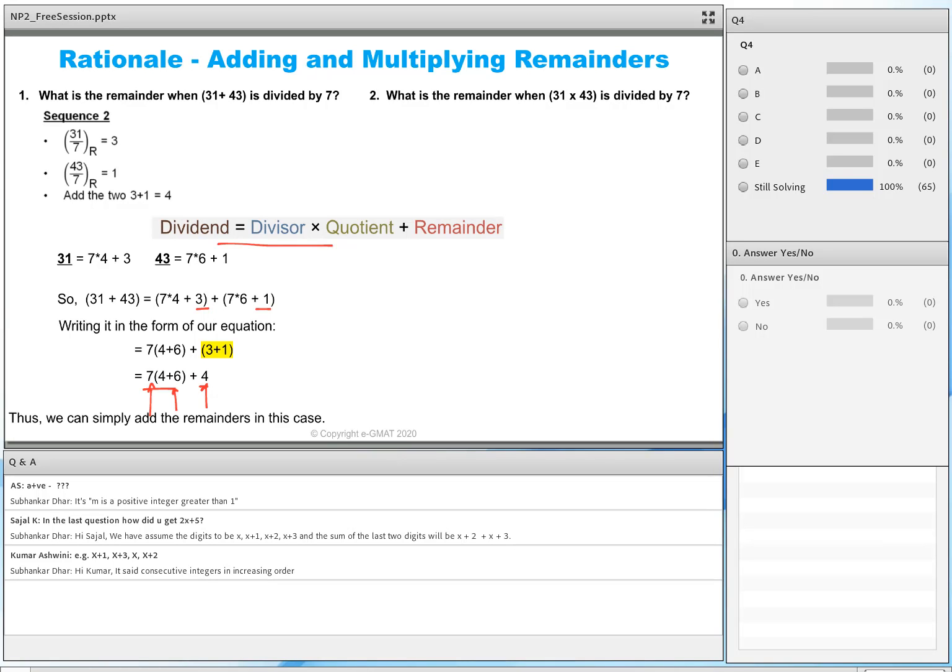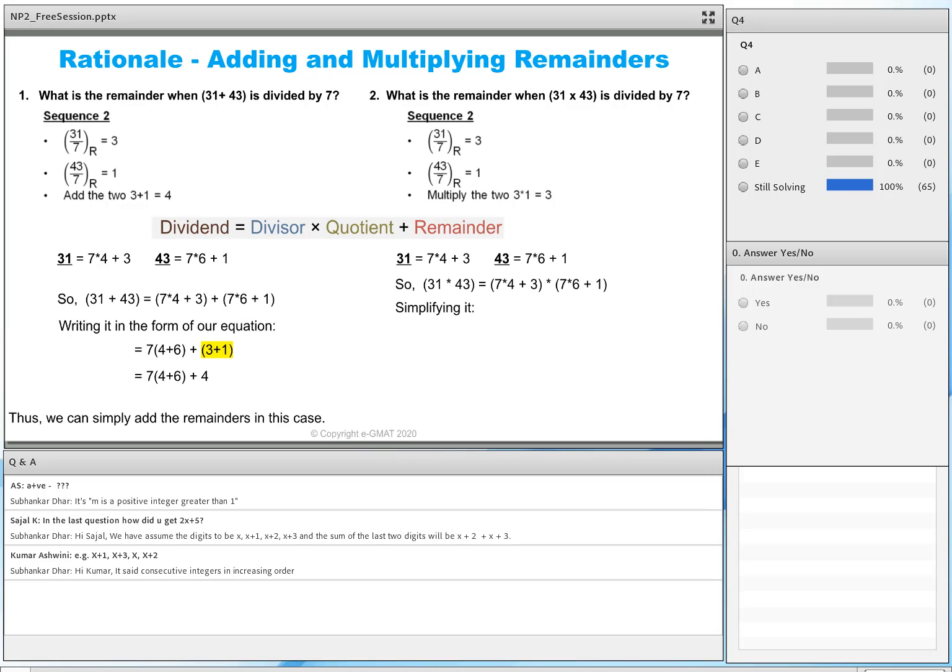Had it been that I'm getting a number greater than this, then I have to subsequently divide that part as well with 7 to get to the final remainder. So this is the underlying concept when I'm talking about addition. Now, what about when I'm talking about multiplication? You saw this method, right? So how does this method work?